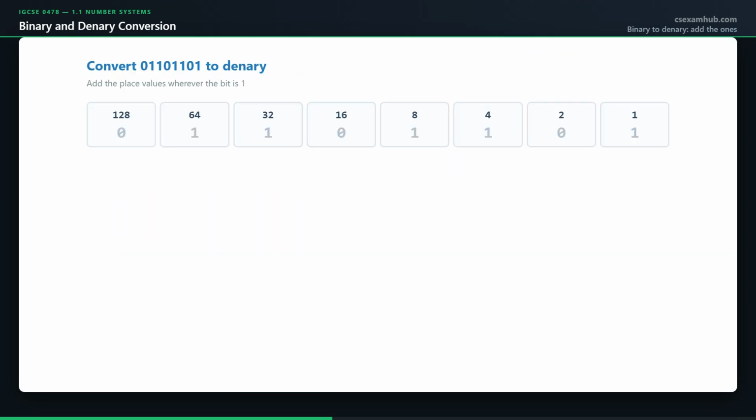Converting binary to denary is the easy direction. Write the place values above the bits, then add up every place value that has a 1 underneath it, and ignore every column with a 0. Let us do this one together, starting from the left.